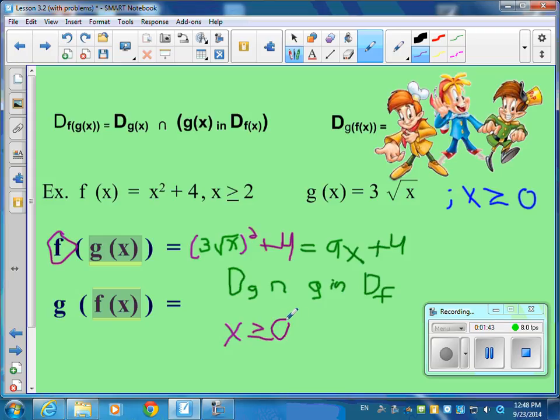Got that part? Raise your hand if you got that part. Okay. Got it? Good. Now, the domain of f is x greater than or equal to 2. Okay, so if x is greater than or equal to 2, now we put that little g of x in there. And so that's going to be 3 square root of x.